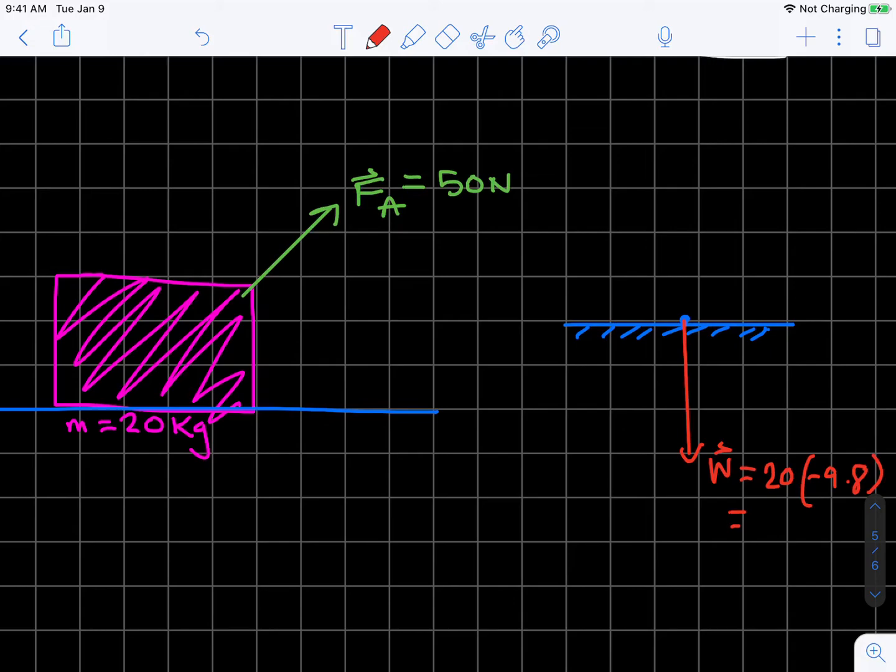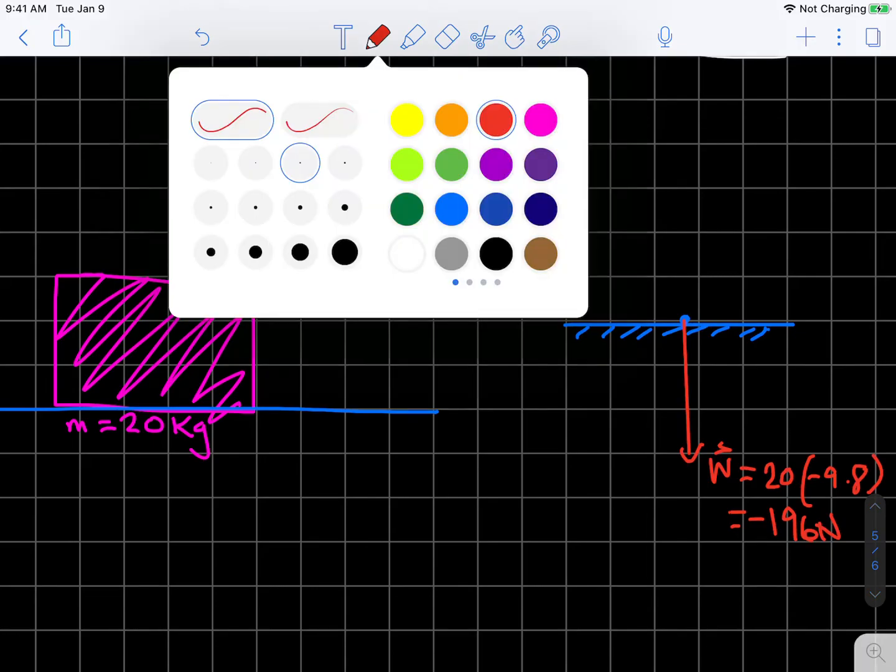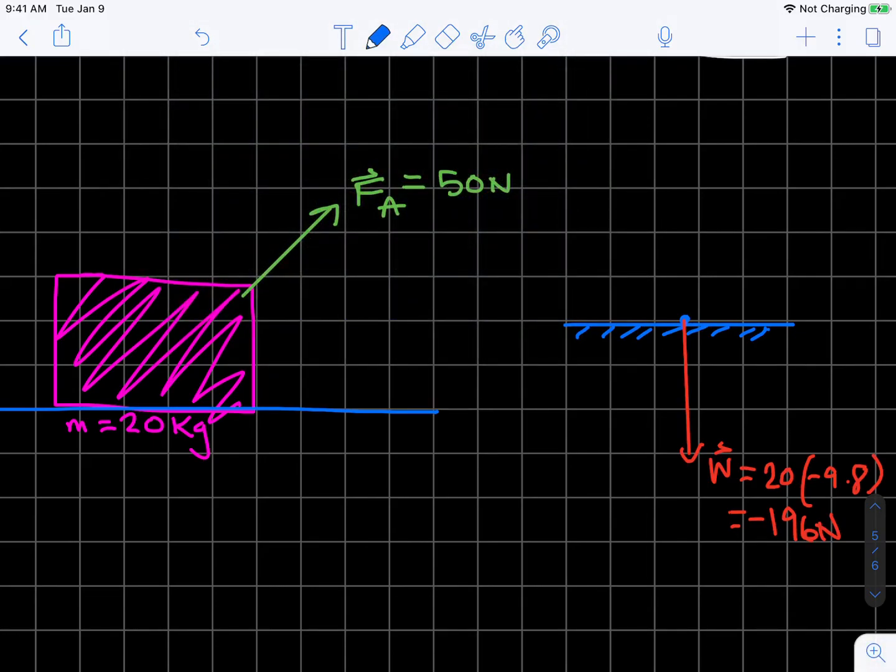So we take our calculator. And we get negative 196. And that's newtons. Now, if I was not pulling up at an angle, then my normal force would be equal to 196. However, that is not the case. My normal force is actually smaller. So I need to figure that out.